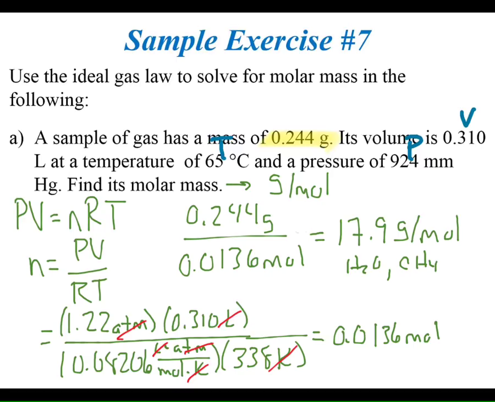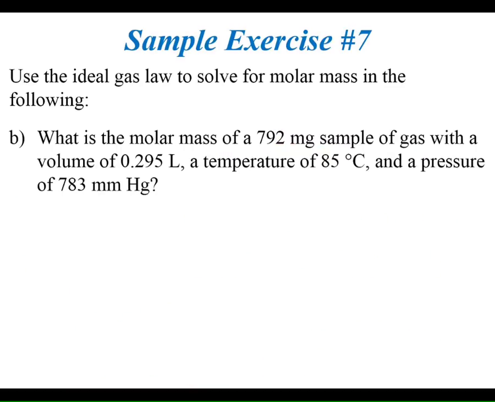Okay, well, let's try one more of those and then we'll move on. So your turn. What's the molar mass if the sample weighs 792 milligrams, has a volume of 0.295 liters, a temperature of 85 Celsius, and a pressure of 783 millimeters of mercury? Try it out. Help each other out if you need to. Go through and label what you know. What's P, what's V, what's T, what's n, or which one's missing.